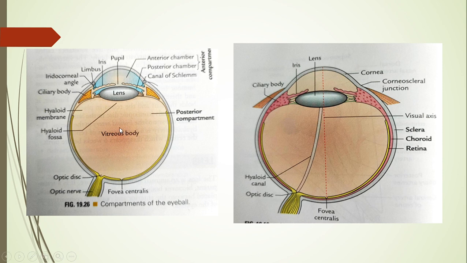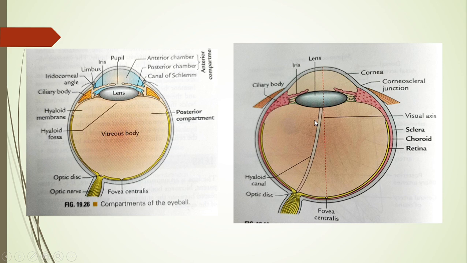The vitreous body is marked by a narrow canal, which is named the hyaloid canal. The canal passes from the optic disc to the lens. So this is the canal named the hyaloid canal.